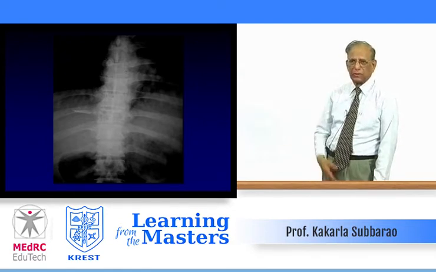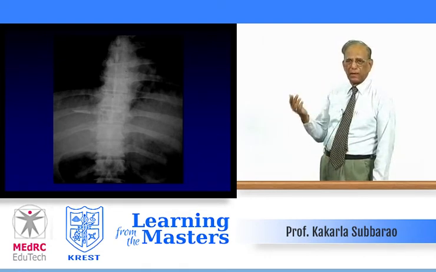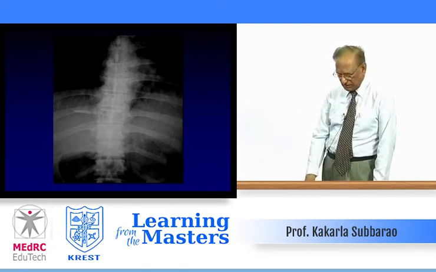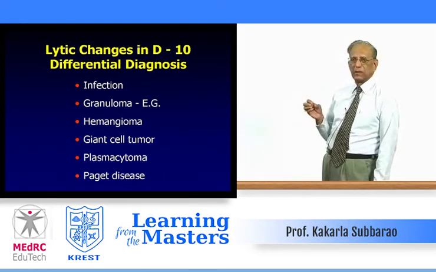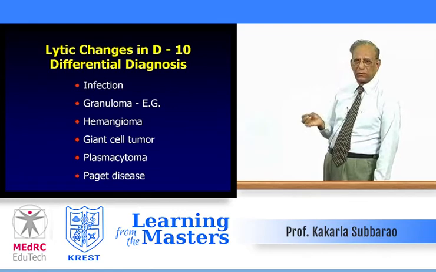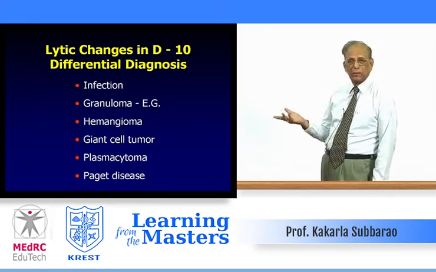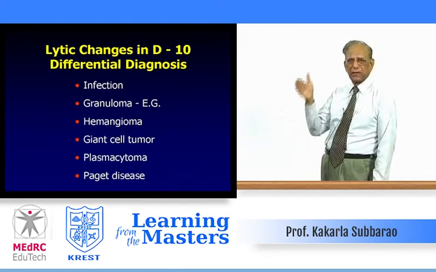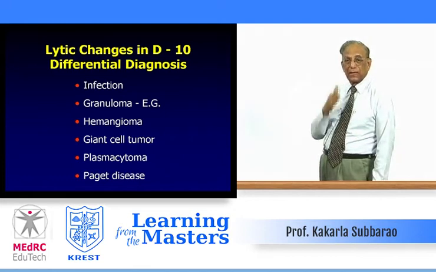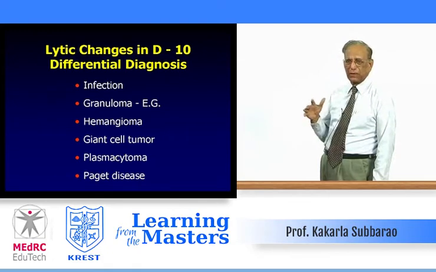Could be hemangioma, osteolytic metastasis, giant cell tumor, although rare, and plasmacytoma. Lytic changes in D10. Differential diagnosis, infection, but there is no paravertebral soft tissue swelling. The interdisc spaces are well maintained. Granuloma, eosinophilic granuloma, possible. Hemangioma, there are no typical vertical striations or jail bar appearance. But in a cavernous type of hemangioma, you don't have to see that. Giant cell tumor, although rare, could occur in the vertebra also.